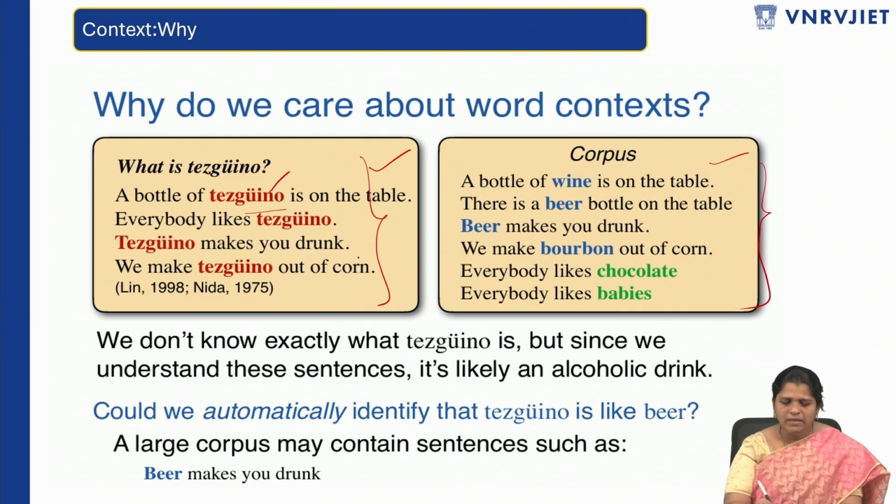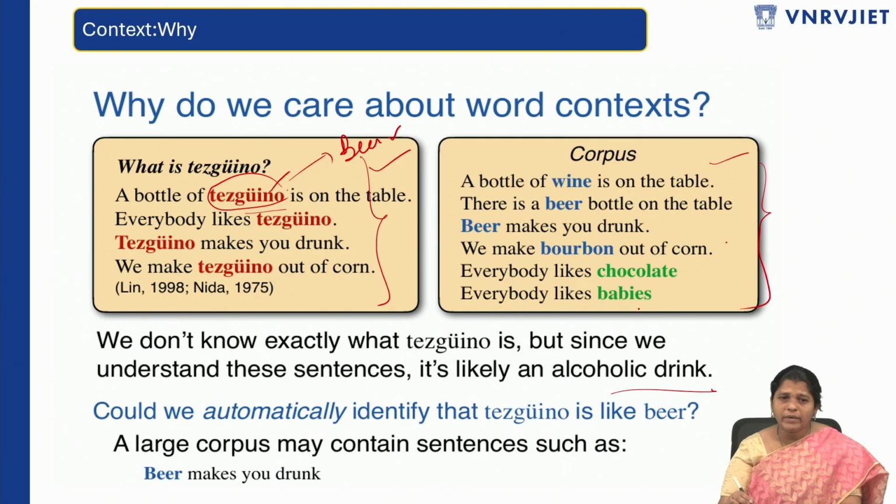Though we don't know the exact meaning of tesuino, we can probably understand that these sentences are talking about some alcoholic drink which is kept on the table, that people like it, and that it makes you feel addicted to it. So we can automatically identify that this is about beer discussion. The same context is written here in the English sentence form.